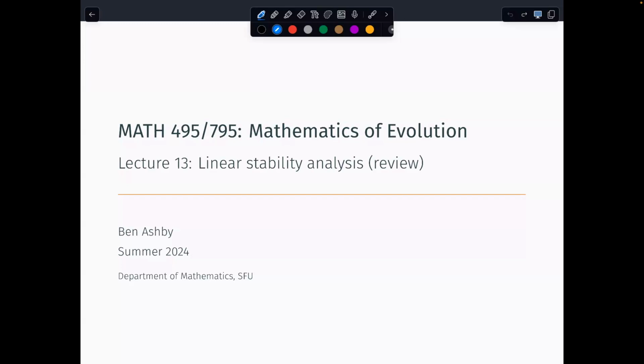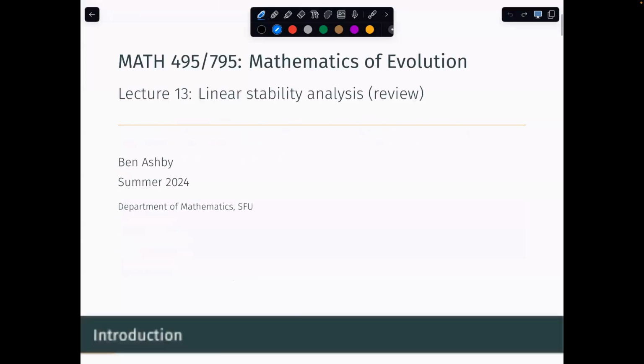Today we are reviewing linear stability analysis. A couple of lectures ago, just before the midterm, I asked who remembered linear stability analysis, and quite a few people put up their hands saying that they wanted to have a reminder. So we're going to go through that today.